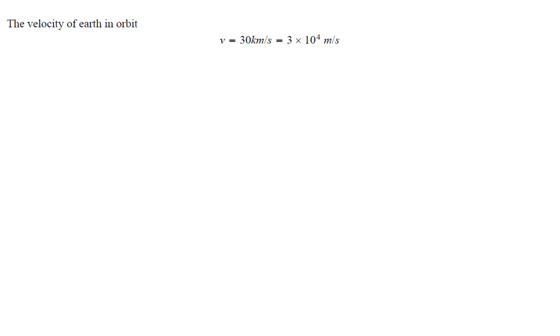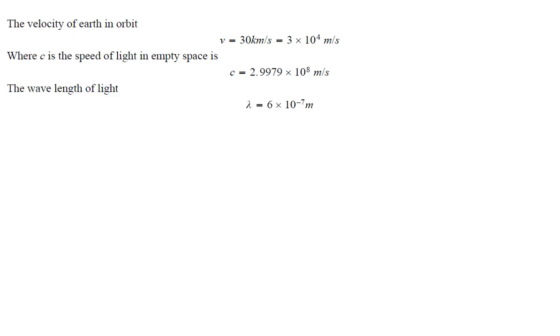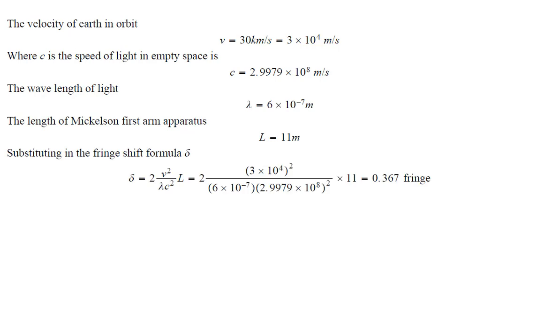The velocity of Earth in orbit is 30 km per second. Where c is the speed of light in empty space. The wavelength of light. The length of Michelson's first apparatus arm is L equals 11 meters. Substituting in the fringe shift formula, delta equals 0.367 fringe. This is a fraction of a fringe.